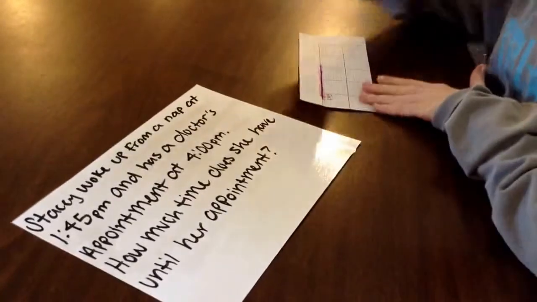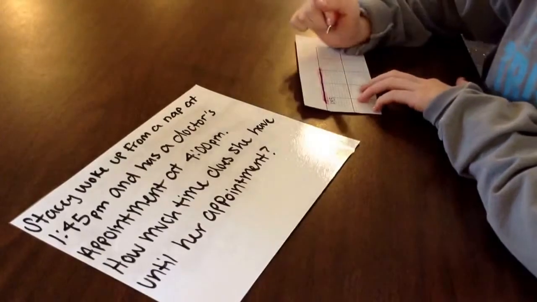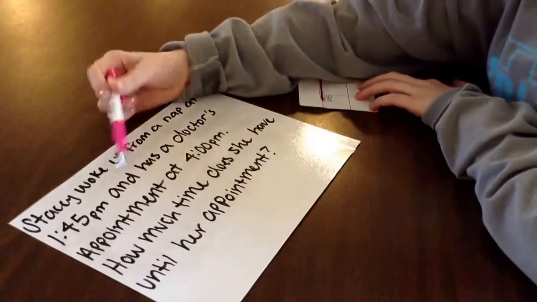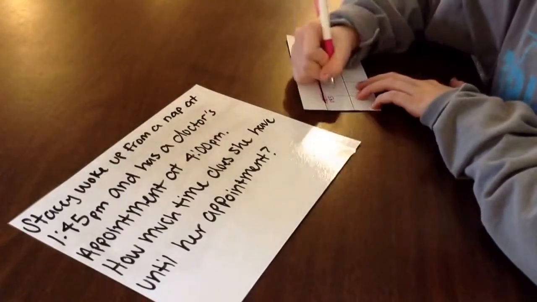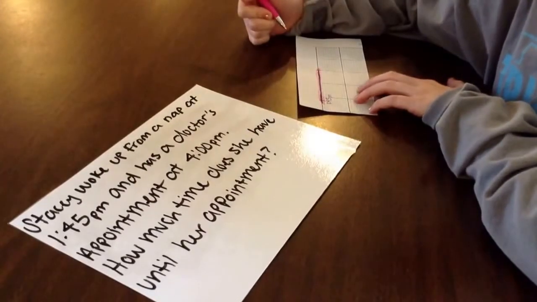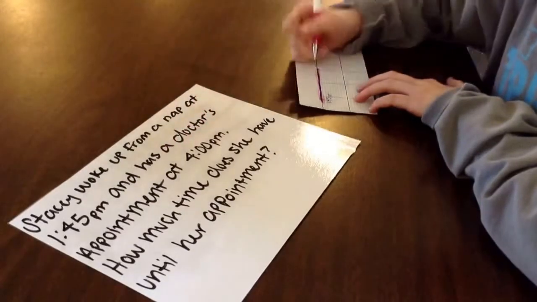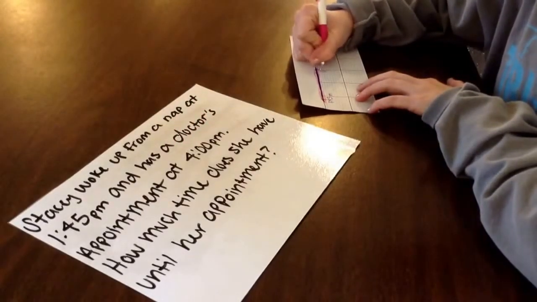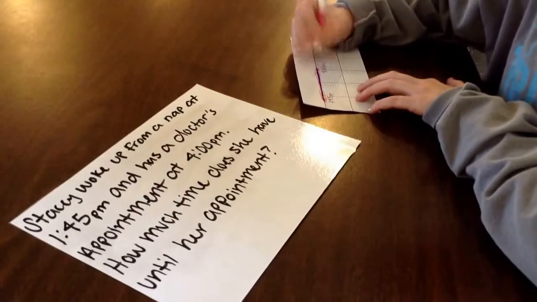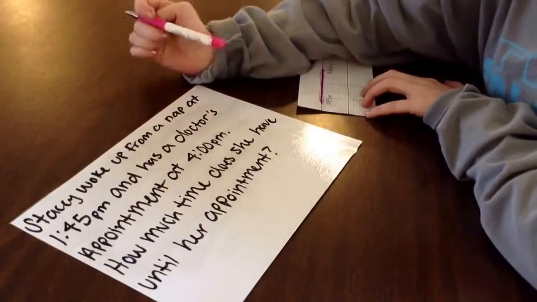So we're going to start off with the number line, and I went ahead and drew out the number line on the graph paper. You always start with the beginning time, which is 1:45 p.m., and make sure you label p.m. onto your graph paper. The next thing you're going to do is label the end time, which is 4 o'clock p.m. So I'm going to label 4 o'clock at the end.